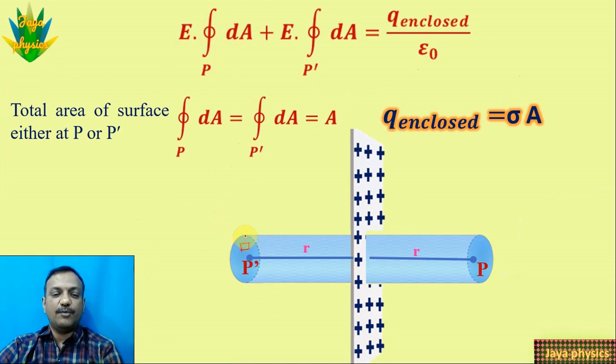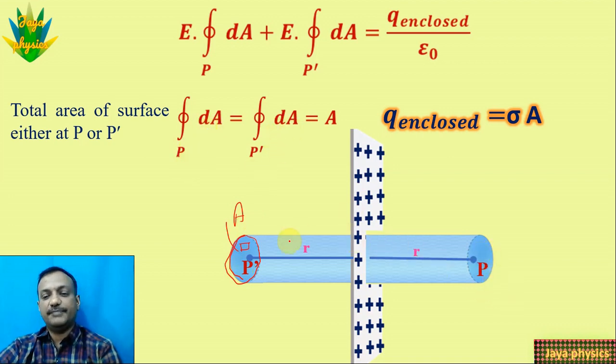இந்த சின்ன ஏரியாவை மொத்தம் ஆட் பண்ணோம்னா, if you add all the area, what you will be getting? The total area, which I called as a capital A, முதலே சொன்னேன்ல நான். அப்ப surface integral of dA at P and the surface integral of dA at P dash will be equal to என்ன எழுதலாம்? A.